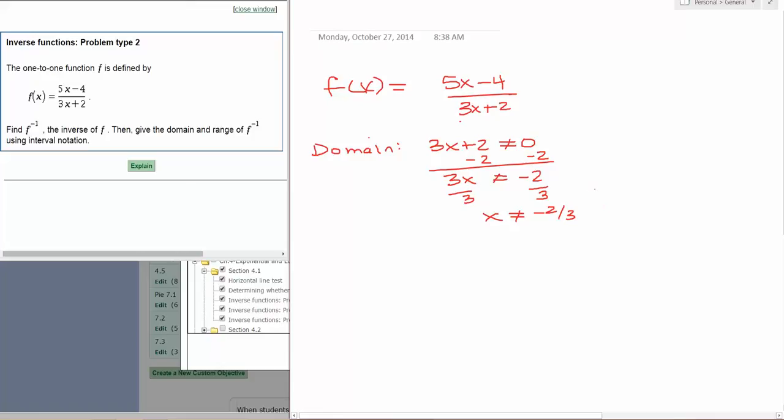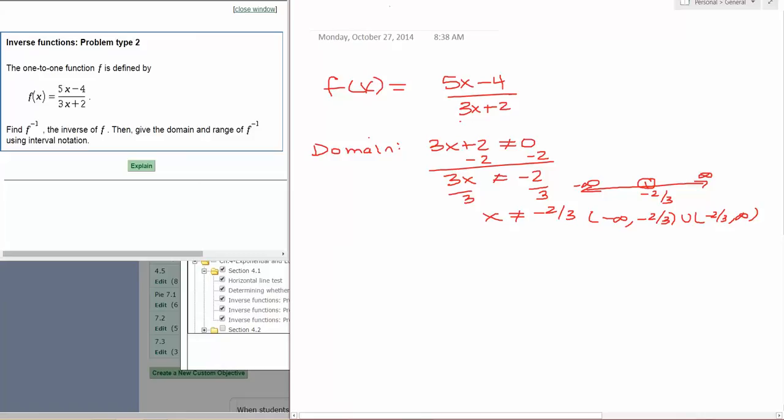So that means on a number line, it can be anything to the left of negative 2/3 to negative infinity, anything to the right, but there's a problem at that point. So you actually have two different intervals. You have negative infinity to negative 2/3 union negative 2/3 to positive infinity. And we use the parentheses on the endpoint because it's an undefined value. All right, so that's the domain of the function.